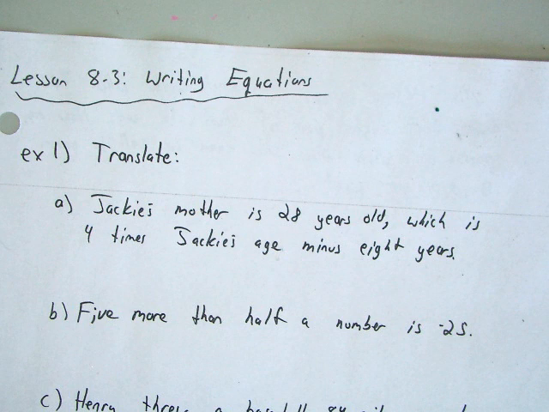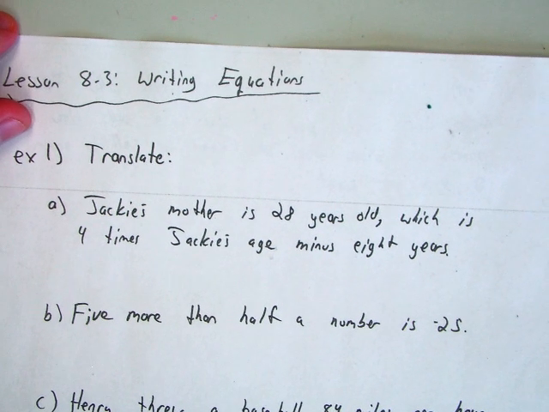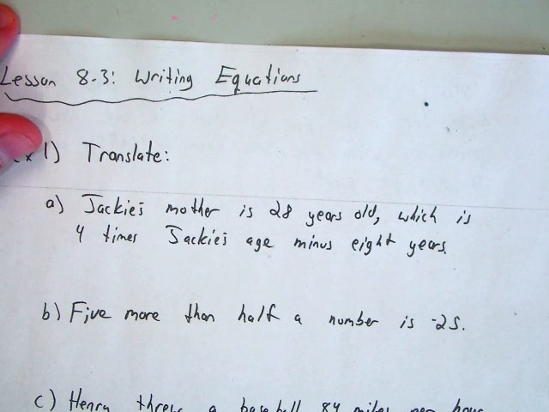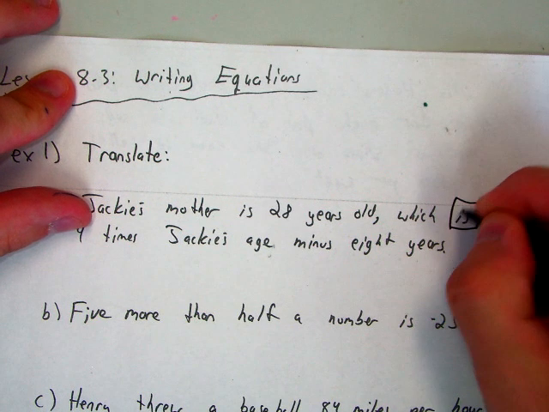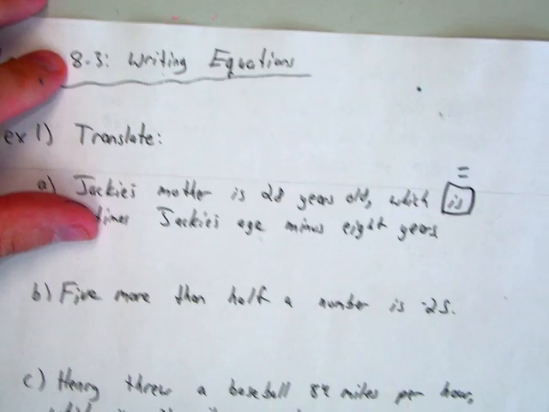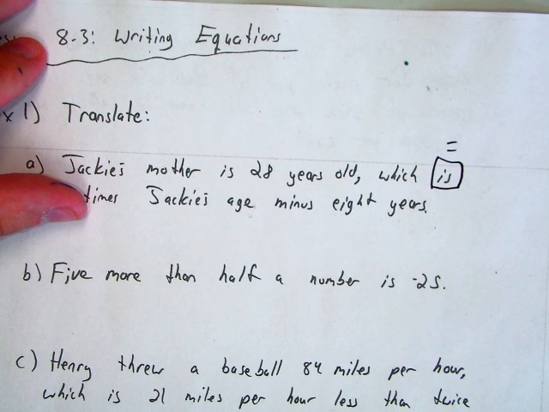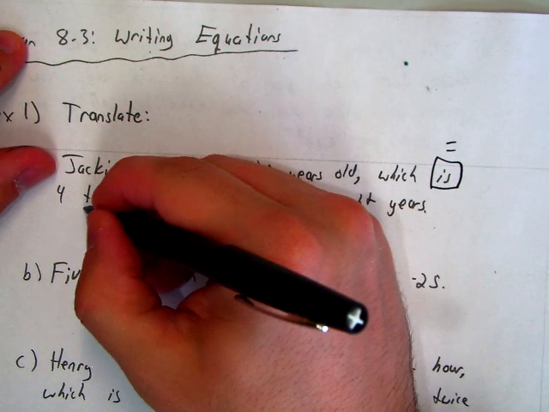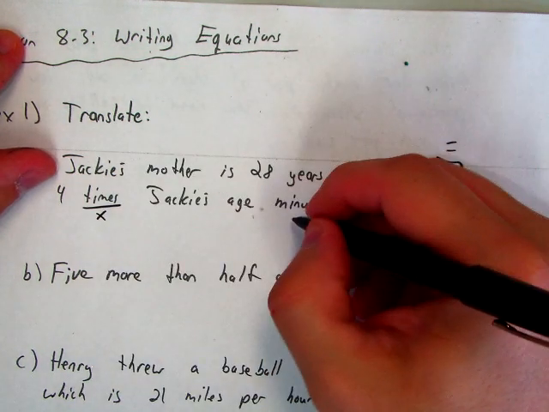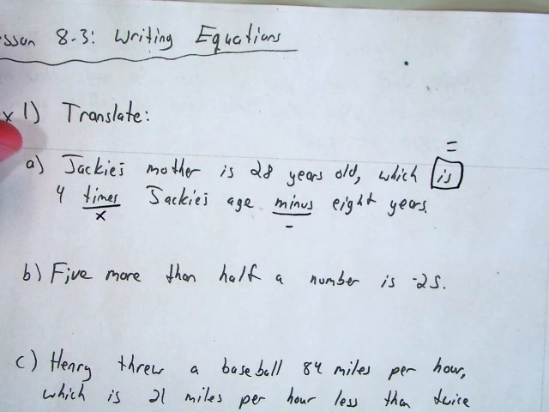It says Jackie's mother is 28 years old, which is 4 times Jackie's age, minus 8 years. This word is always means equals. Times, of course, means multiply. Minus would, of course, mean minus. So let's go ahead and solve this one.